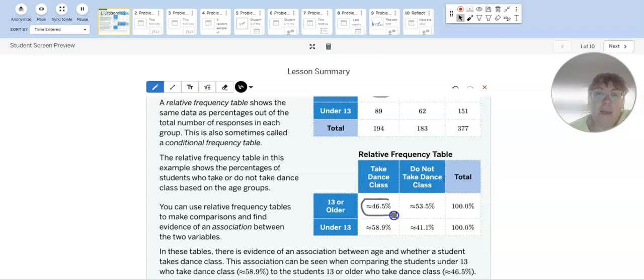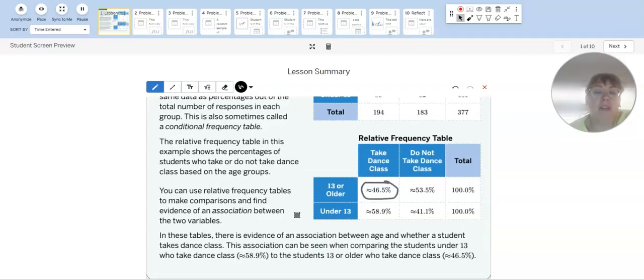A relative frequency table shows the same data, but as percentages. So 46.5% take dance and are 13 or older. This is also sometimes called a conditional relative frequency table. The relative frequency table in this example shows the percentage of students who take or don't take dance, and then also their age group.